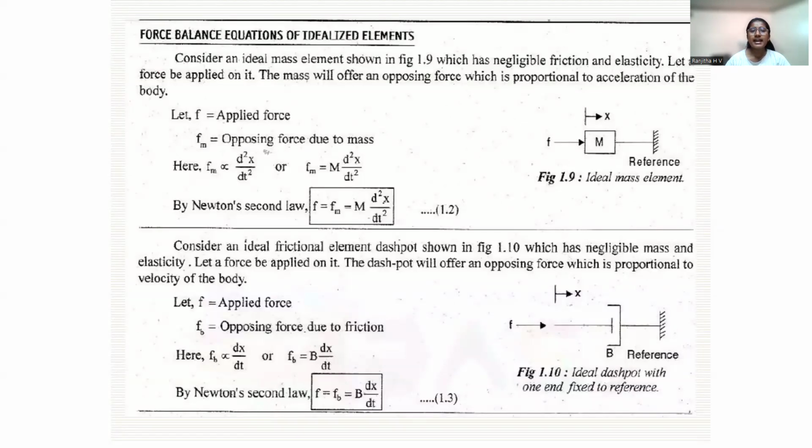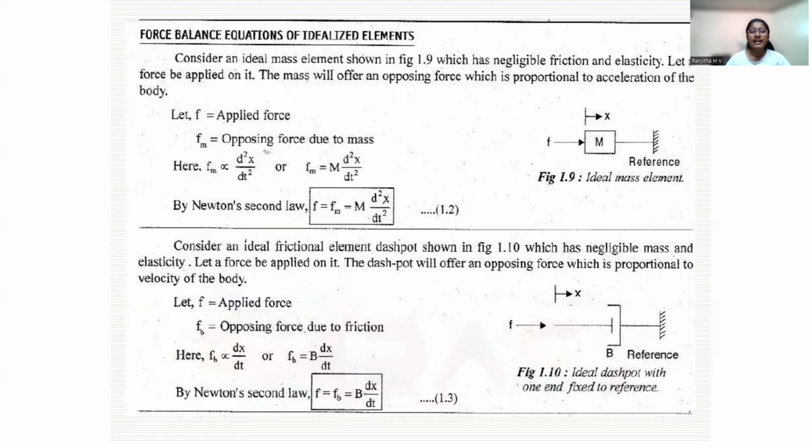Let us consider an ideal mass element as shown in the figure, which has negligible friction and elasticity. Let a force be applied on it. The mass will offer an opposing force which is proportional to the acceleration of the body. Here F is the applied force and Fm is the opposing force due to mass. Fm is proportional to d square x by dt square, or Fm is equal to m into d square x by dt square. By Newton's second law, we can write F is equal to Fm is equal to m into d square x by dt square.